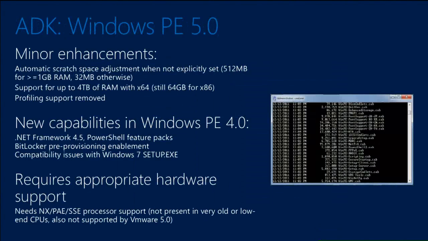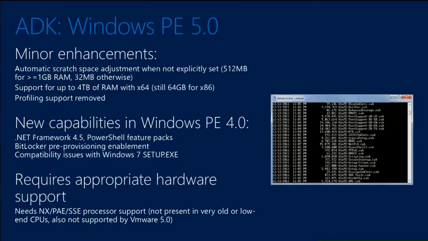So let's talk more about Windows PE 5. The enhancements in Windows PE, there's a new feature to allow it to automatically determine the amount of scratch space. So when Windows PE boots up, it boots into a RAM disk. That RAM disk is writable. In order for it to be writable, it's overlaid with a RAM disk. That RAM disk by default was 32 megabytes.